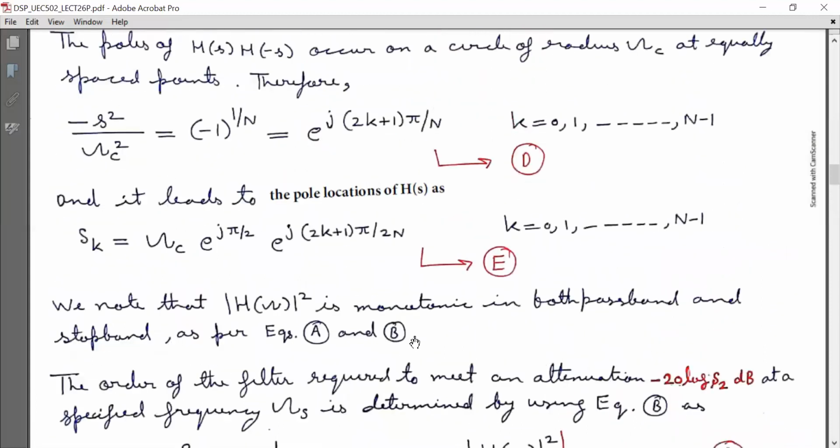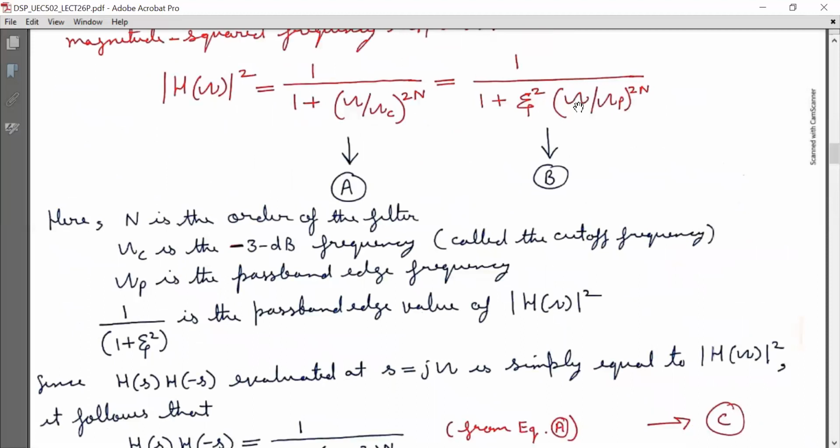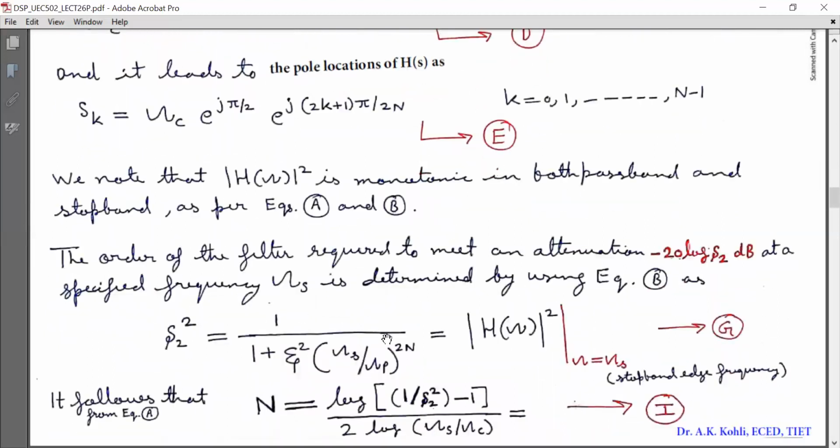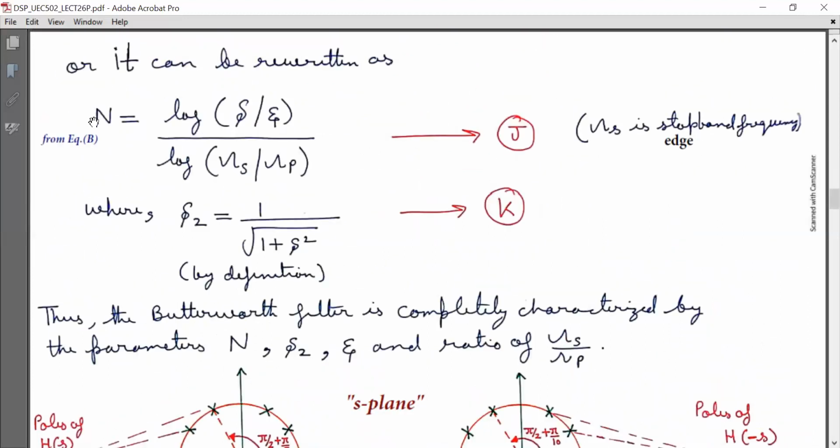You look at equation B here. I have substituted omega is equal to omega s, and instead of magnitude H(omega) square, I am writing delta 2 square here, and I can have this equation G. Now I need to calculate N. If I am having omega s, omega p, epsilon, and delta 2, I can calculate N as N is equal to log bracket delta by epsilon divided by log omega s by omega p. Mark it as equation J.